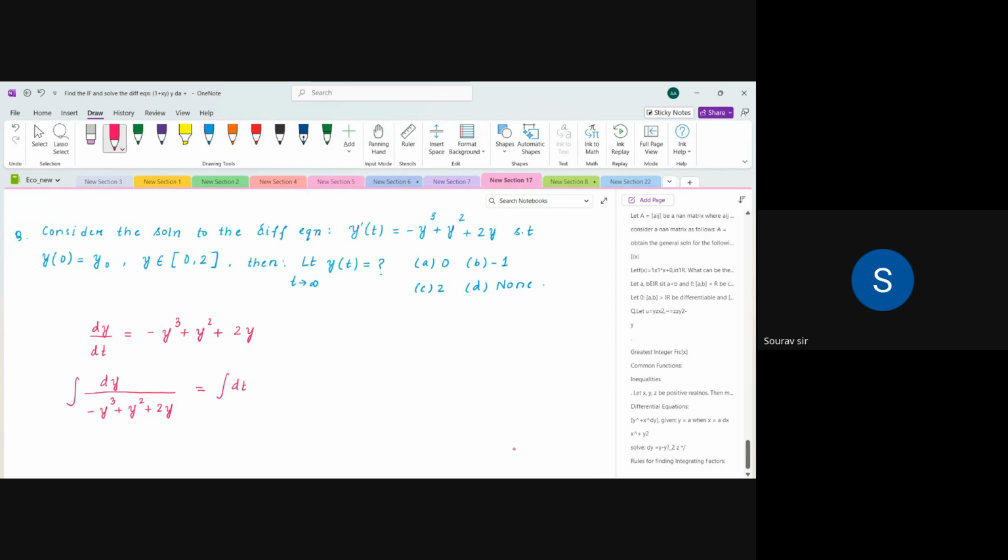So the right hand side is pretty straightforward. That's not something to be worried about. What about the left hand side? How can we start solving this integration?